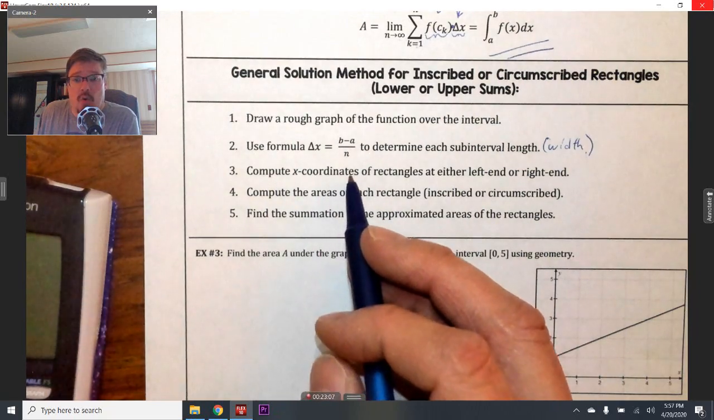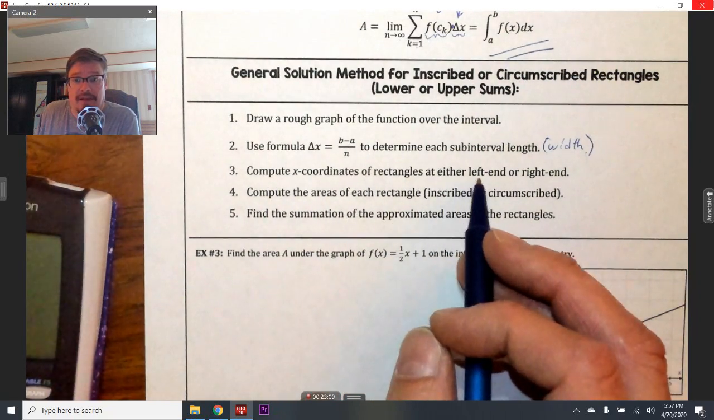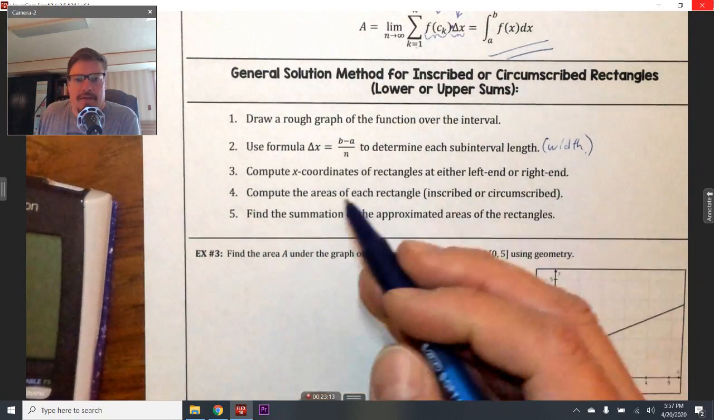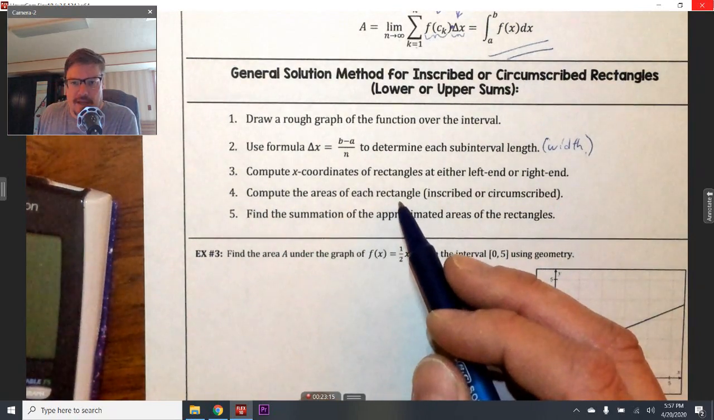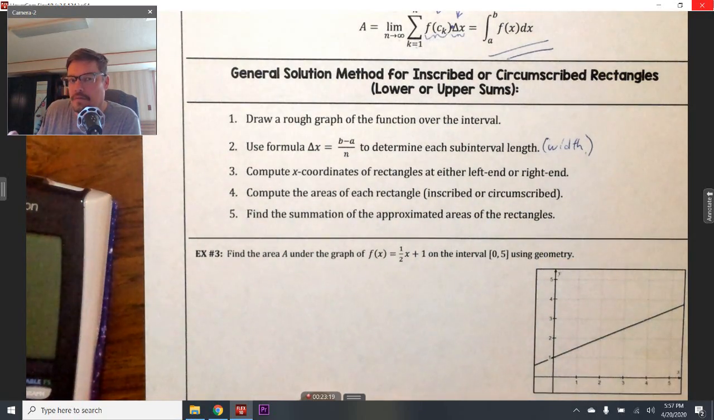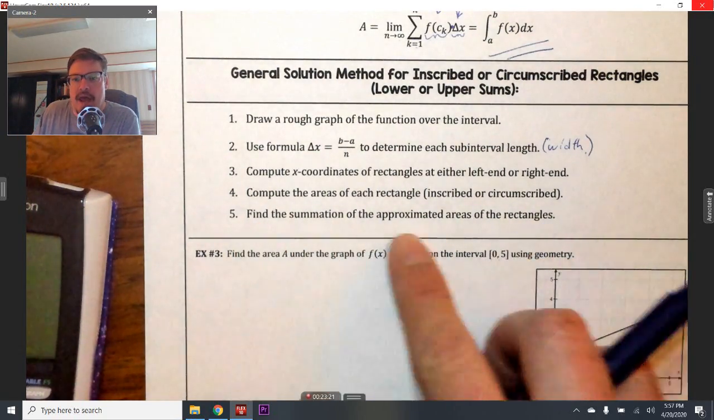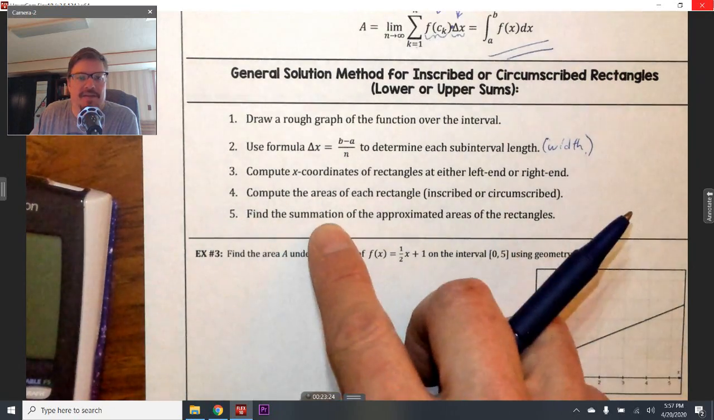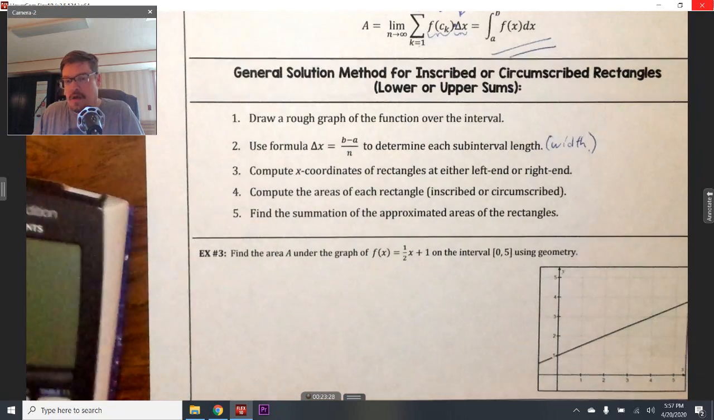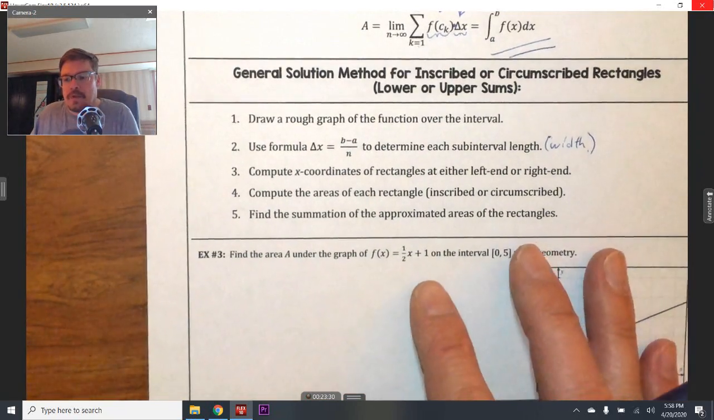Now compute x coordinates of rectangles at either left end or right end. So we need to kind of make a table. Then we're going to compute the areas of each rectangle, inscribed or circumscribed. It depends on if you are above or below the curve. And then you add them all together. So find the summation. We add up all those approximate areas.